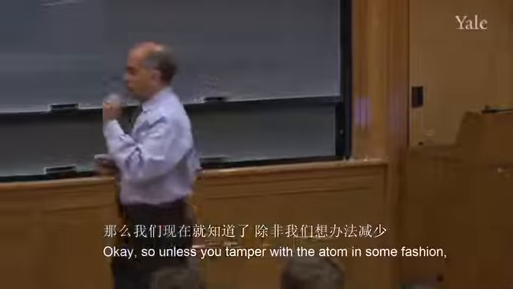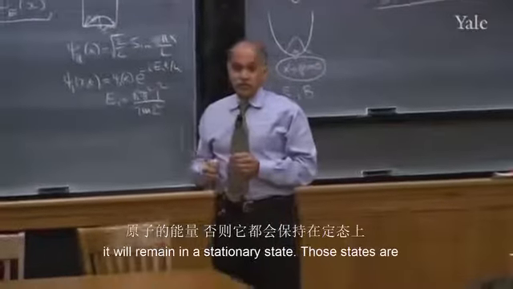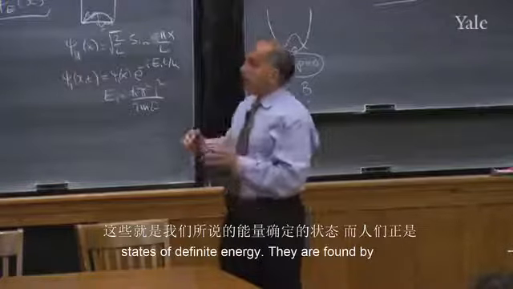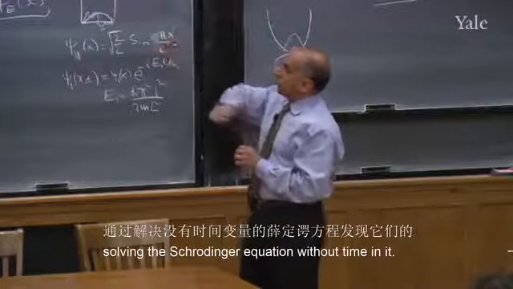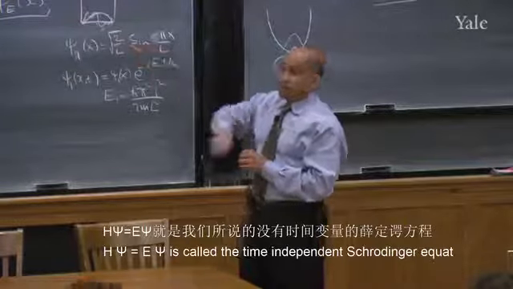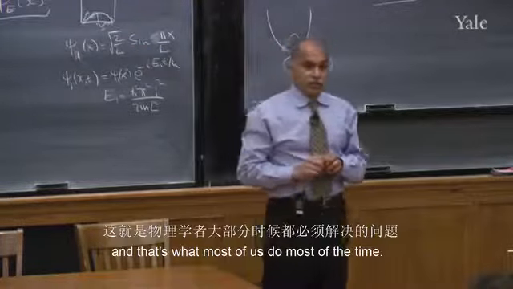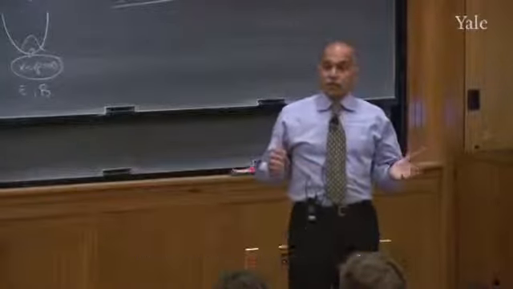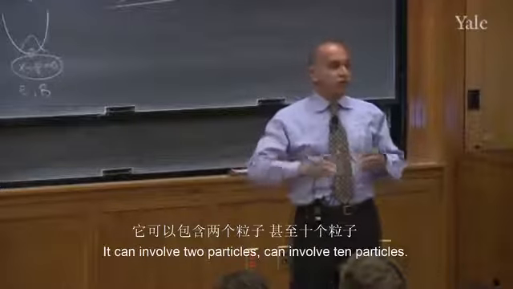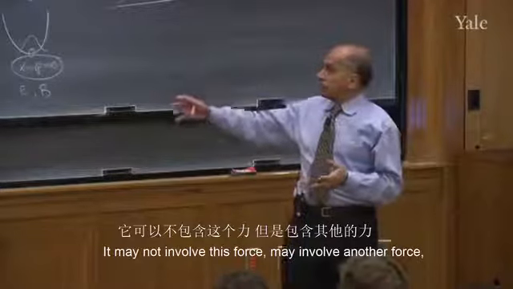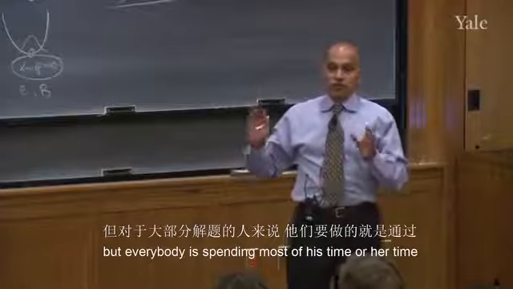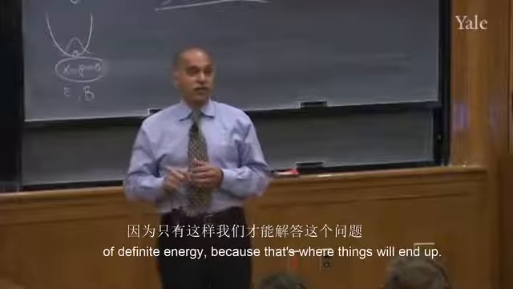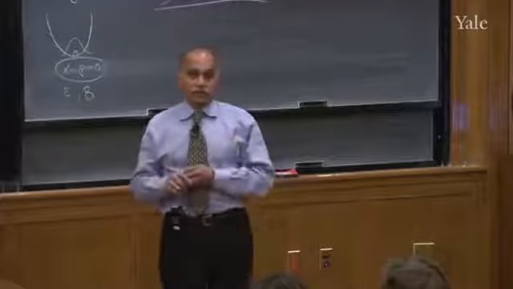Okay, so unless you tamper with the atom in some fashion, it will remain in a stationary state. Those states are states of definite energy. They're found by solving the Schrödinger equation without time in it. H psi equal E psi is called the time-independent Schrödinger equation. And that's what most of us do most of the time. The problem can be more complicated. It can involve 2 particles, can involve 10 particles, may not involve this force, may involve another force. But everybody is spending most of their time solving the Schrödinger equation to find states of definite energy. That's where things will end up.